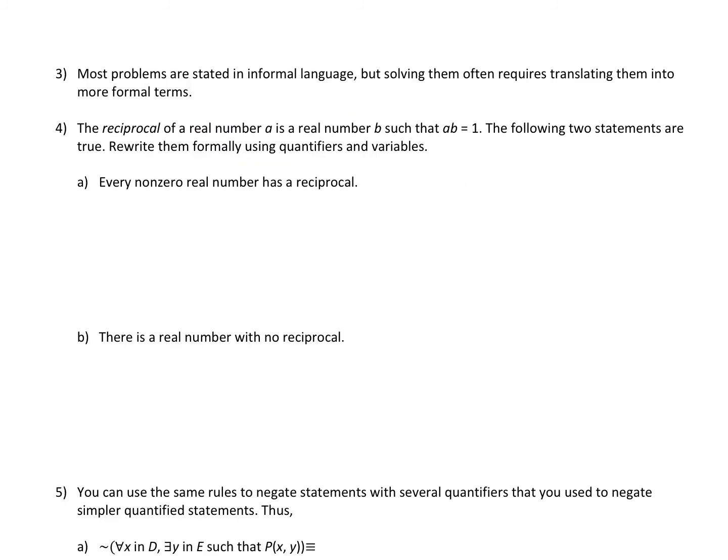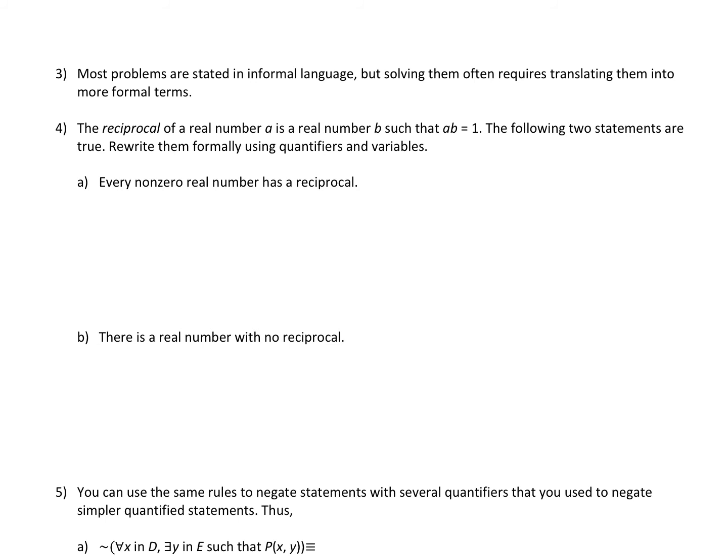Most problems are stated in informal language, but solving them often requires translating them into more formal terms so that we can use the rules that we know, like the negation rules, for example. The reciprocal of a real number A is a real number B such that AB equals 1. The following two statements are true. Rewrite them formally using quantifiers and variables.